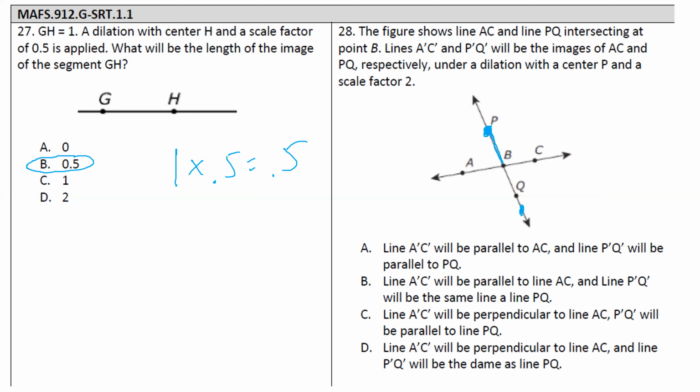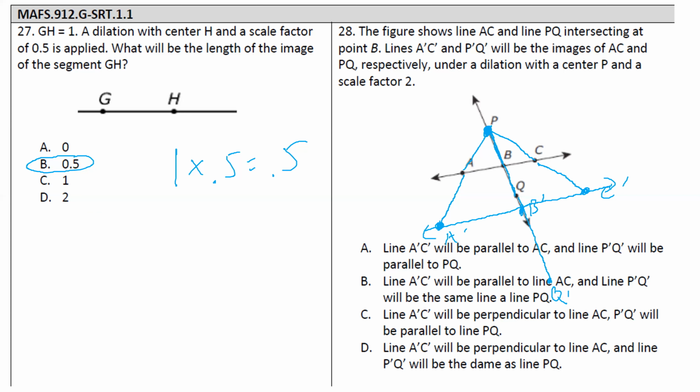B prime. The distance from P to Q is going to get doubled. So now it's essentially going to be somewhere down here, roughly. Q prime. The distance from P to C, again, essentially gets doubled. So somewhere around here, that'll be C prime. And the distance from P to A essentially gets doubled. So it's going to be somewhere roughly around here, A prime. So our image is going to look something like this.